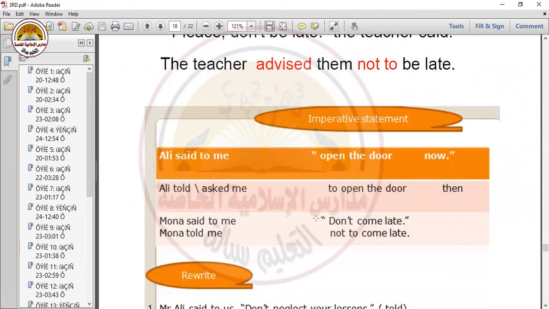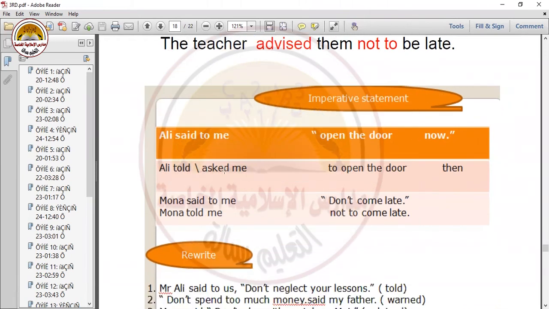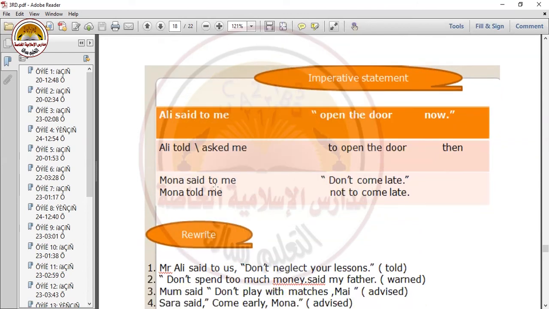So this is another example of the imperative sentence. Ali said to me, "Open the door now." This is an affirmative sentence. Instead of said to, we can say Ali told or asked me to open the door. Remove the speech marks and join with to. You can see now it changed according to the table that we mentioned. Another example: Mona said to me, "Don't come late." Mona told me not to come late. Not to come late.